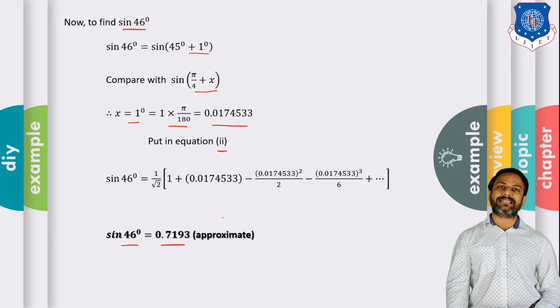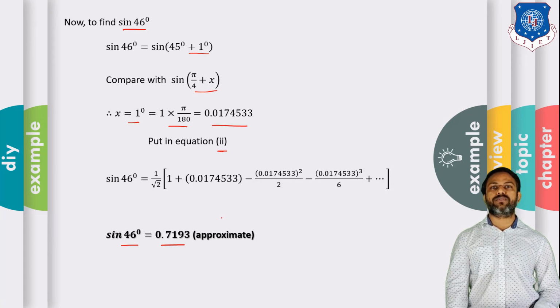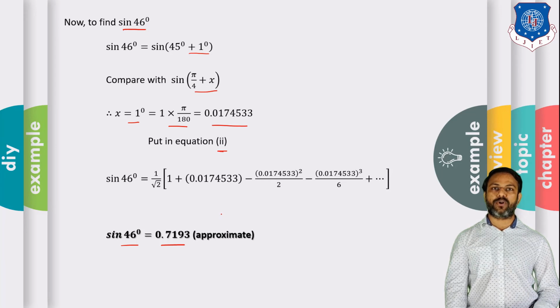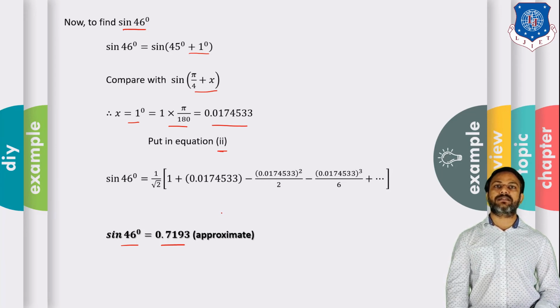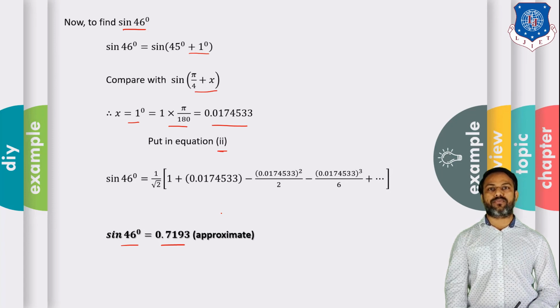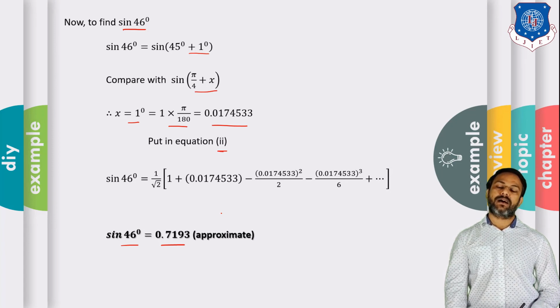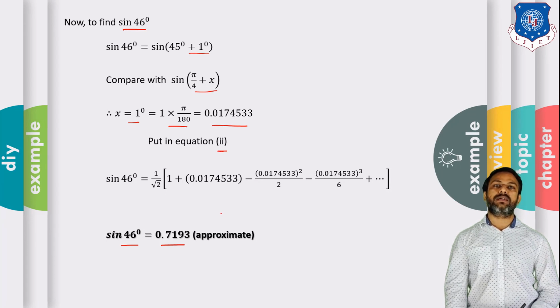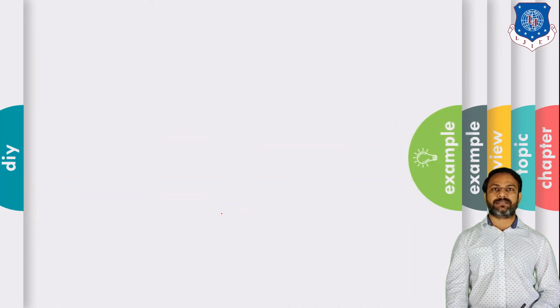So in this example you have seen how we can find the value of an unknown angle by using the Taylor series. Nowadays we have calculators, but before we didn't have scientific calculators, so Taylor defined the series to calculate some kind of unknown value of trigonometric as well as other functions. Now let's have a look at another example.